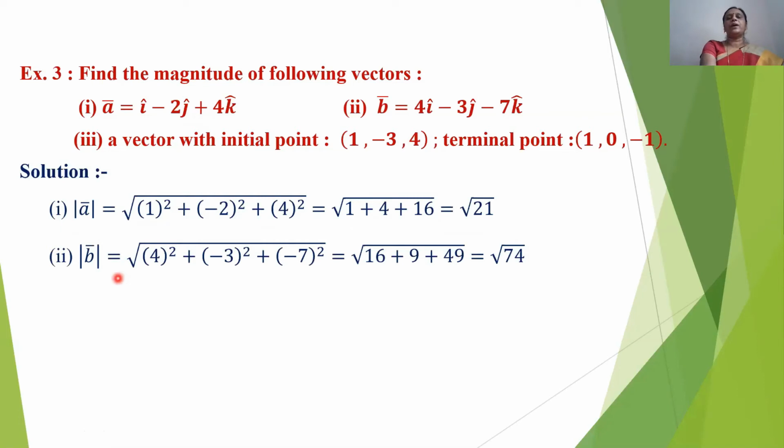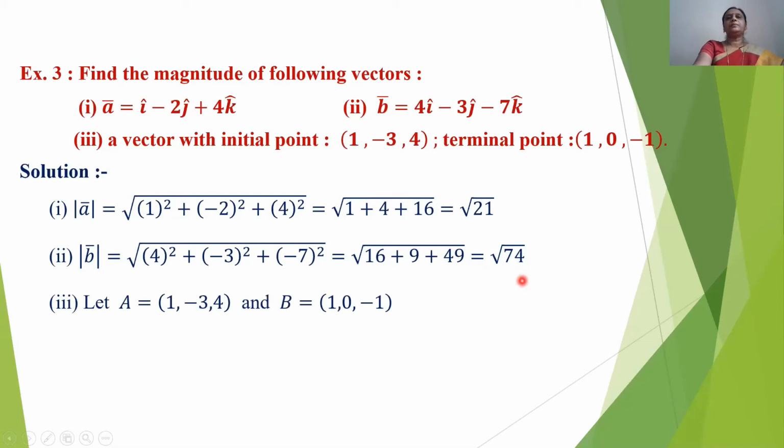Here mod of b bar. Here coefficients or components of i, j, k are 4, -3, 7. Therefore, you write down in the square root 4 square plus (-3) square plus 7 square. This will be equal to in the square root 16 plus 9 plus 49, and addition of that will be in the square root 74.